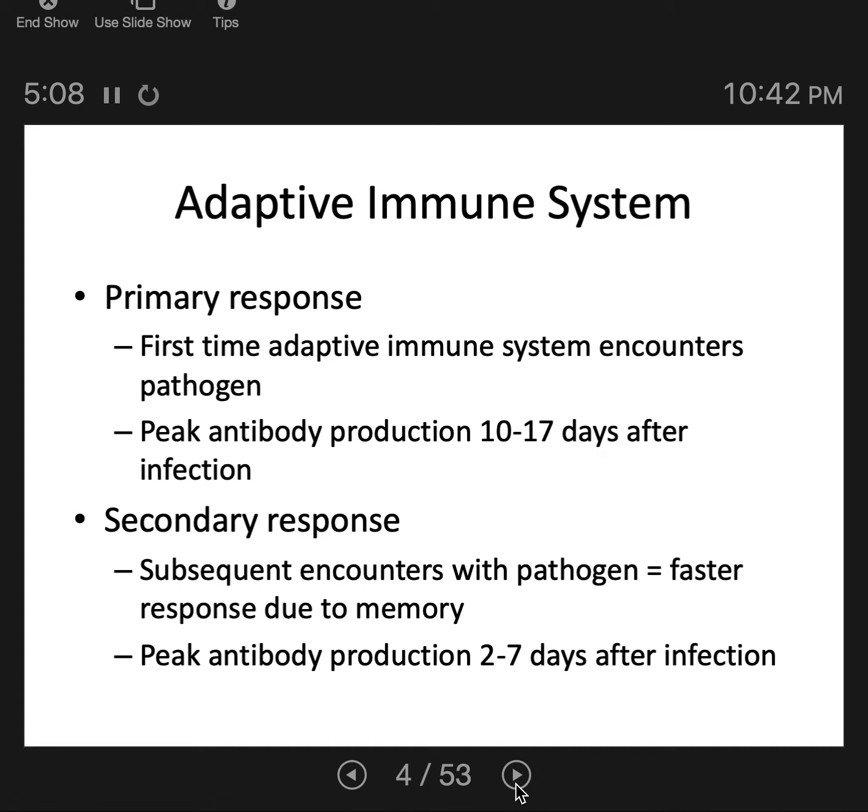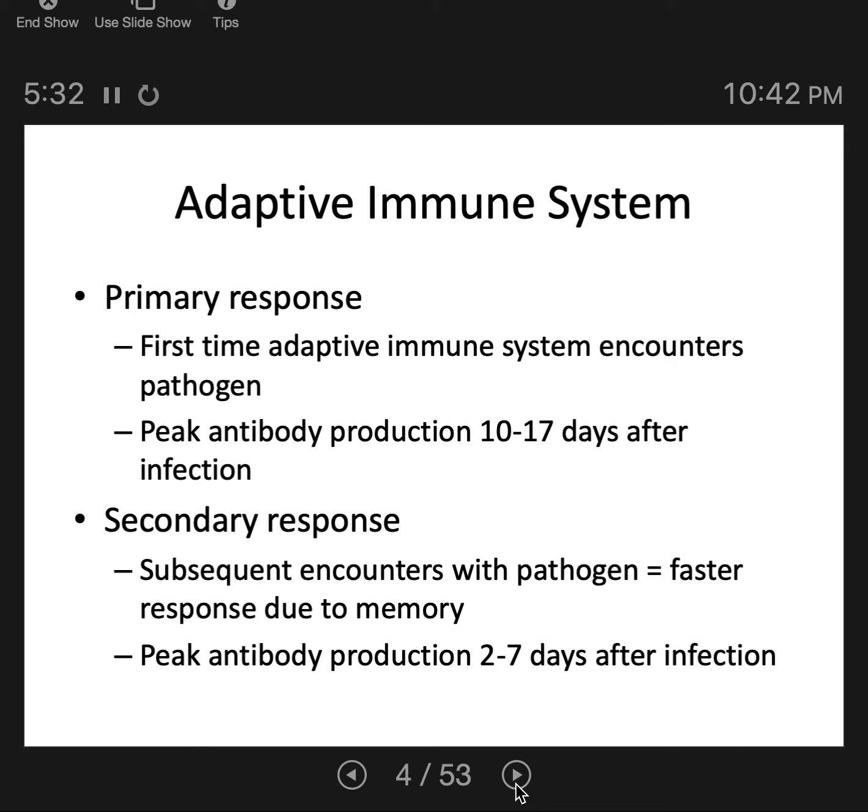So we're going to focus now on the adaptive immune system branch. It comes after the innate immune system. It's more complex than the innate immune system, but we're going to cover it first so that we have more time to review it before the final exam. So looking only at the adaptive immune system, you have two responses: your primary response and your secondary response.